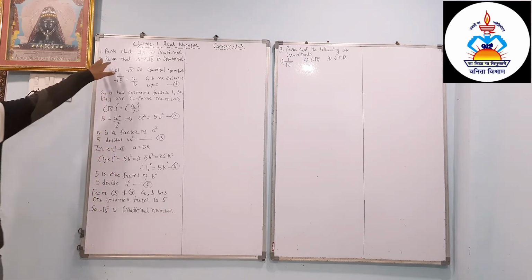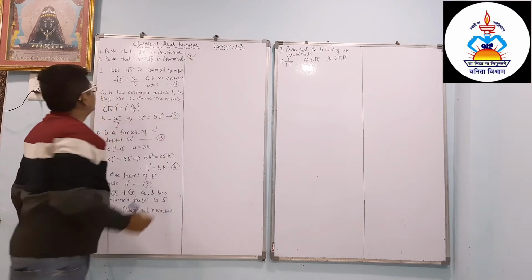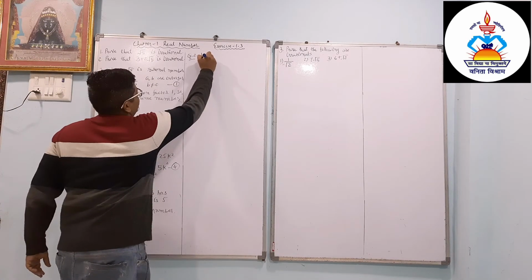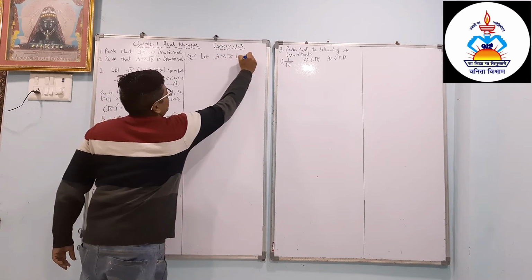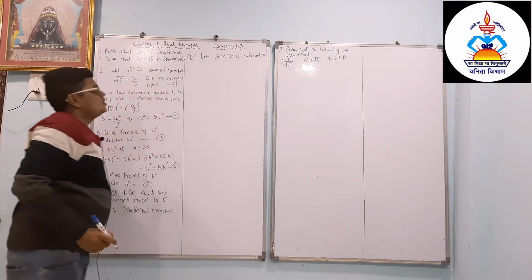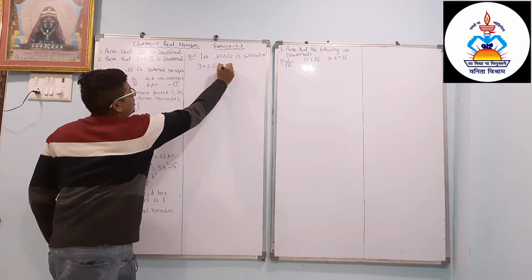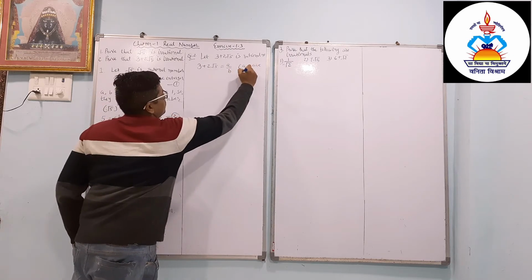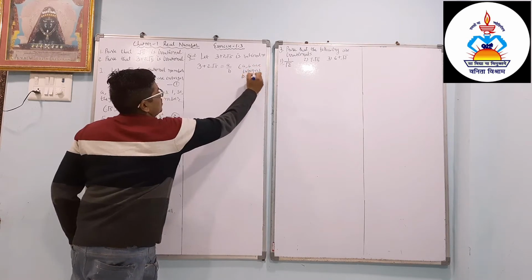Now we are going to prove question number 2. Question number 2: prove that 3 plus 2 root 5 is irrational. So first we consider, let 3 plus 2 root 5 be a rational number. So we can write it in this way, a divided by b, where a and b are integers and b is not equal to 0.